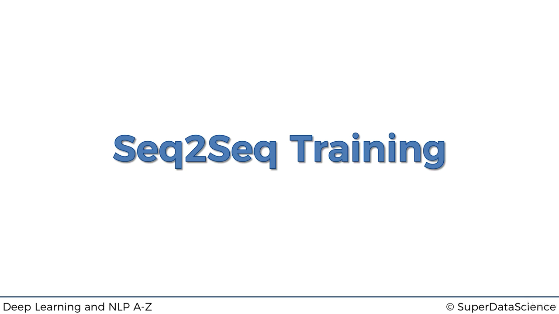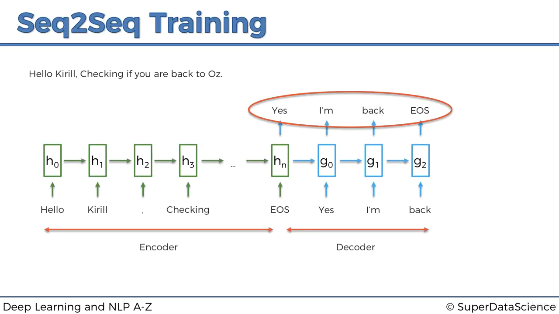Hello and welcome back to the course on deep natural language processing. In today's tutorial, we're going to look at how sequence-to-sequence models are trained. We've already talked about the architecture, and so this is what we've come up with. We've got an encoder and a decoder, which resemble two recurrent neural networks.